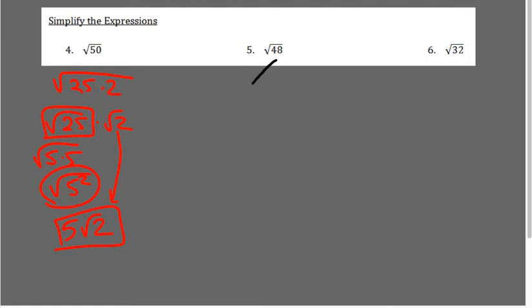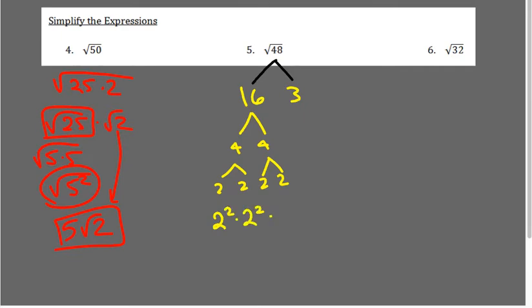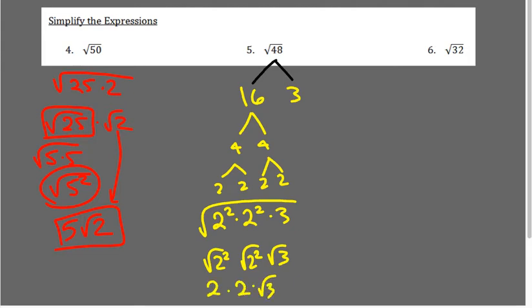48 is another one. I would like kids to recognize that this is going to be 16 and 3. And then I can go 4 and 4. Then I can go 2, 2, 2, 2, and 3. So it's going to be 2 squared times 2 squared times 3, all underneath the square root. So square root of 2 squared, square root of 2 squared, square root of 3. Square root of 2 squared is just 2, square root of 2 squared is just 2, times square root of 3. So that one's just going to be 4 square root of 3.